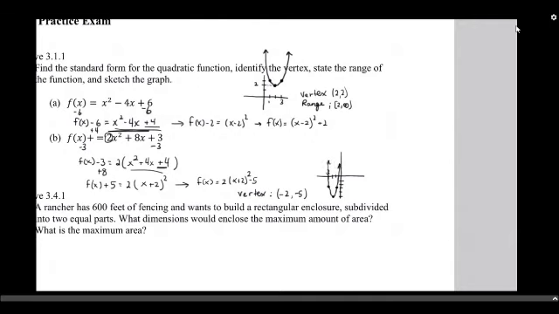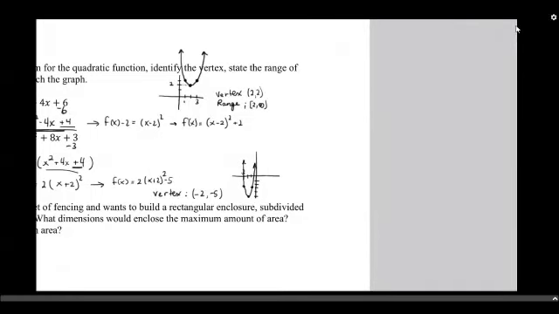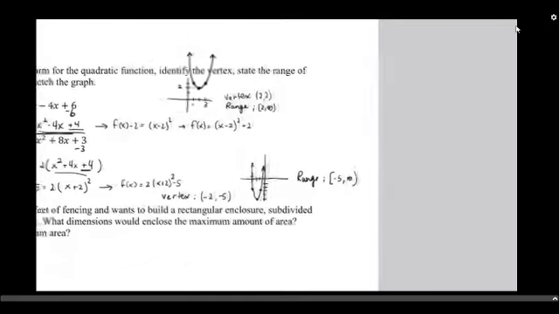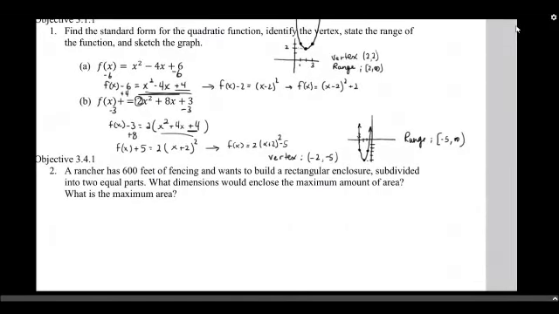This parabola is a little skinnier than the other one because we have this vertical stretch right there, that 2 in front. And in the range, if you look, the vertex goes down as far as negative 5. So the range is negative 5 to infinity.